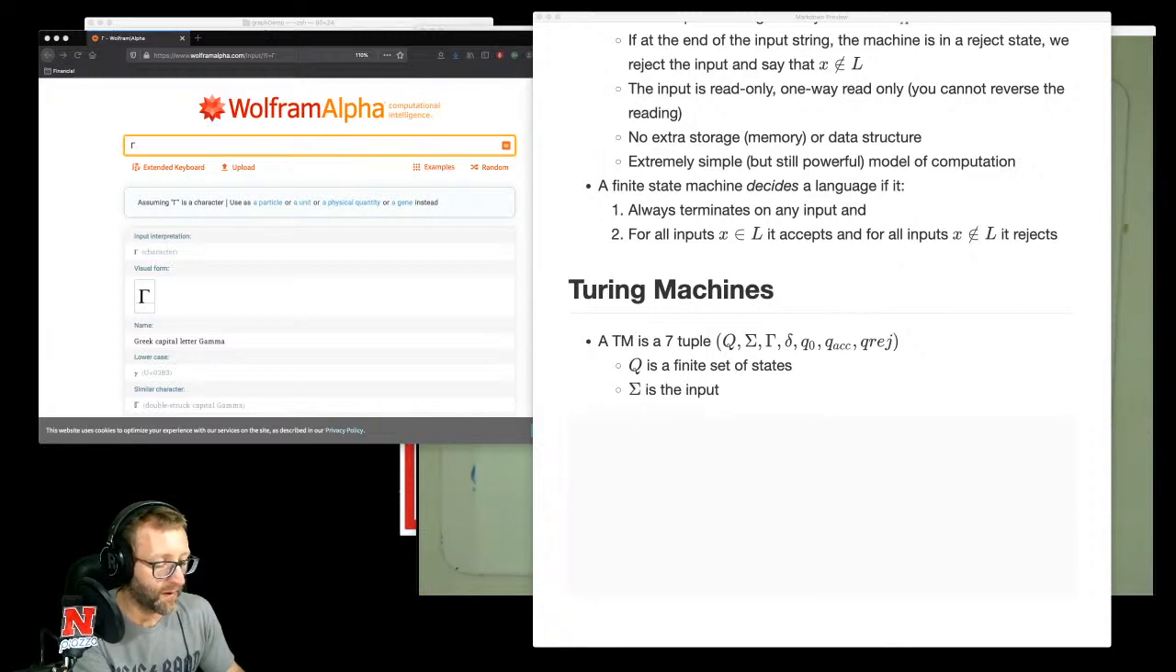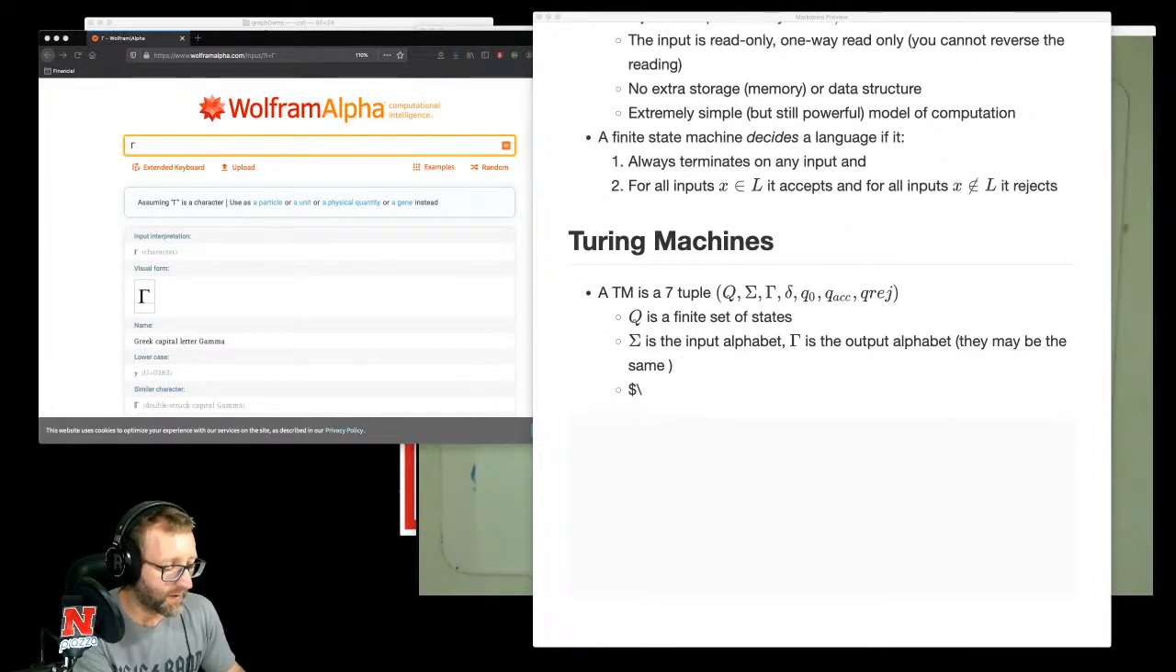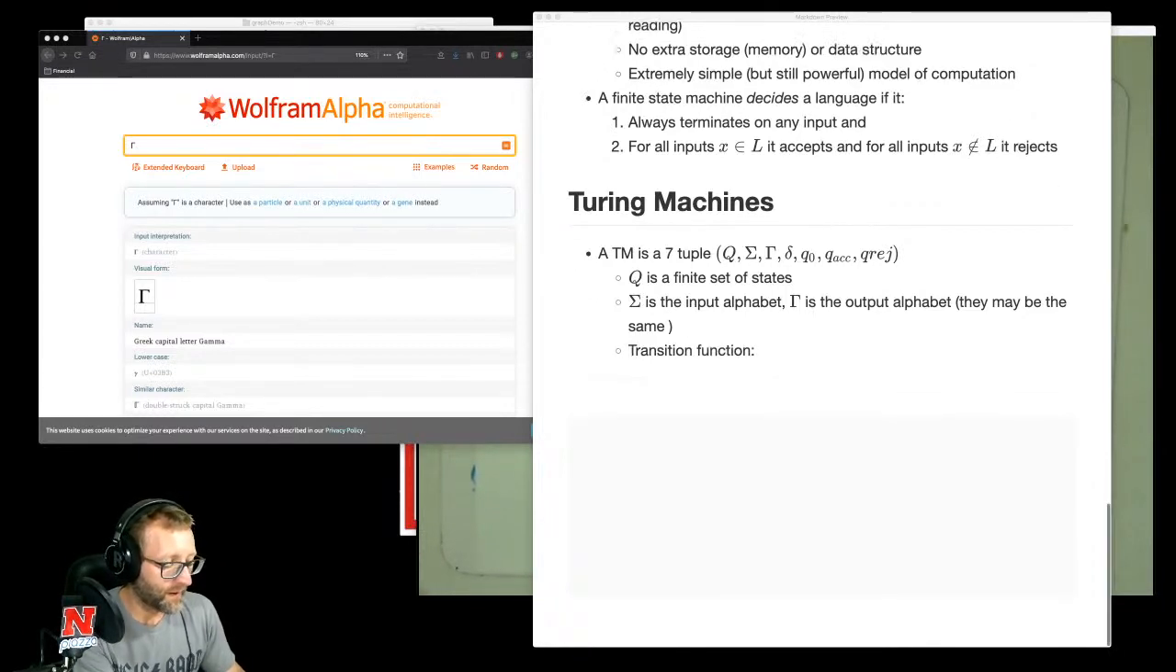Sigma is the input alphabet. Gamma is the output alphabet. They may be the same. In fact, it'll be helpful for us to say that they're the same. They're just binary. If the input can be binary, then the output can be binary, right? There's no problem with us just boiling everything down to a bunch of ASCII text values in binary. The transition function, however, is a lot more complicated. So bear with me here. I'm going to go to the next line. Transition function is delta, takes a state.